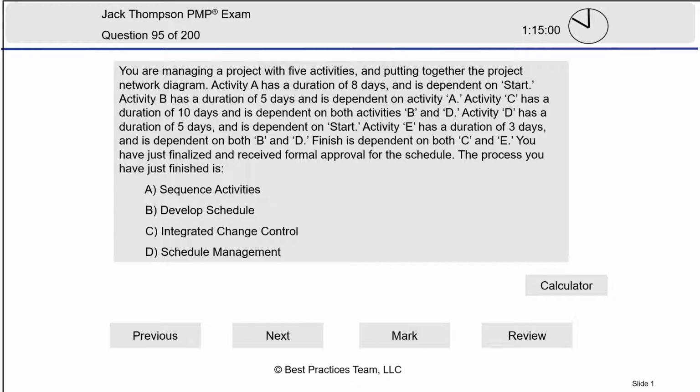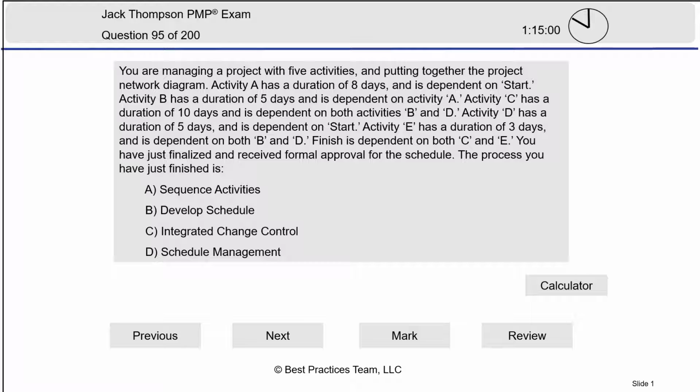Activity A has a duration of 8 days and is dependent on start. B has a duration of 5 days and is dependent on A. C has a duration of 10 days and is dependent on both B and D. D has a duration of 5 days and is dependent on start. E has a duration of 3 days and is dependent on both B and D. Finish is dependent on both C and E.